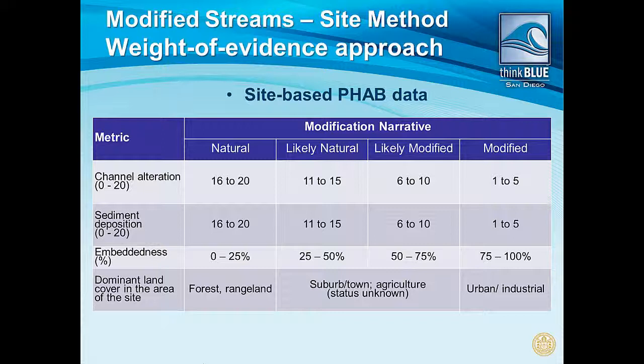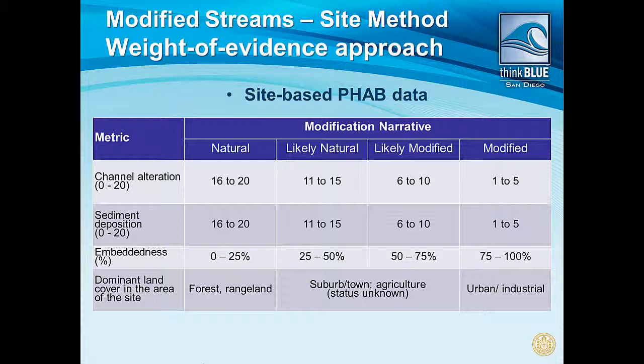So we have things like, these are the metrics we basically use from the various measures that are used in the PHAB assessment. We use the channel alteration, sediment deposition, and embeddedness, primarily because the literature showed these were pretty well connected with what's modified or not. And we then came up with our own kind of thresholds for these different narrative status as far as modification goes. So, for example, with channel alteration, which goes from 0 to 20, the higher the score, the less altered the channel.